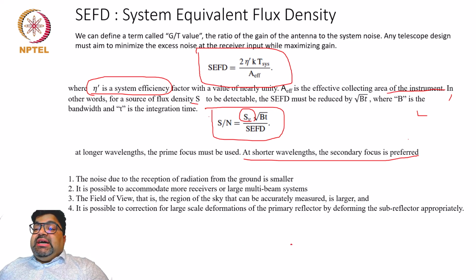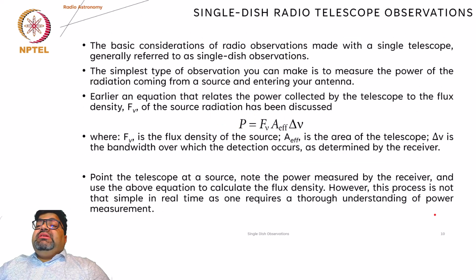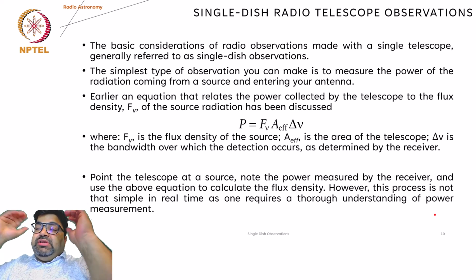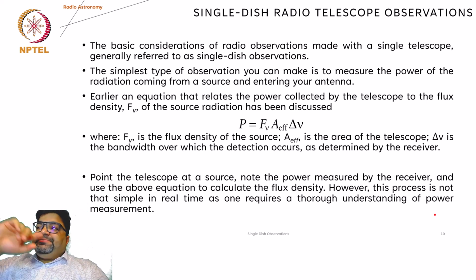Field of view, that is the region of the sky that can be accurately measured, is larger. That's not always the case, but it is possible to correct for large-scale deformation of primary reflectors by deforming the subreflector appropriately. So there are a little bit of advantages, and so as the frequency goes higher and higher, the wavelength goes smaller. So these inaccuracies of pointing, the surface, everything gets built up very fast. So you can have a prime focus feed for a lower frequency, like 1.4 gigahertz or even up to 2 to 3 gigahertz. But as you go to higher and higher frequency, 50 gigahertz, 100 gigahertz, having a secondary reflector is a better design than having a prime focus feed. That's what essentially we meant.